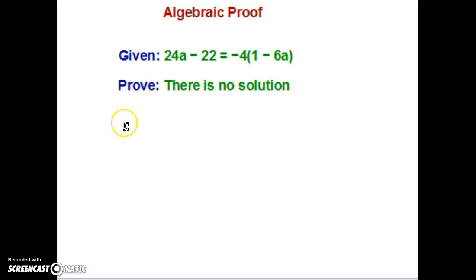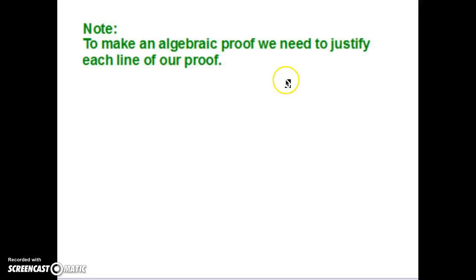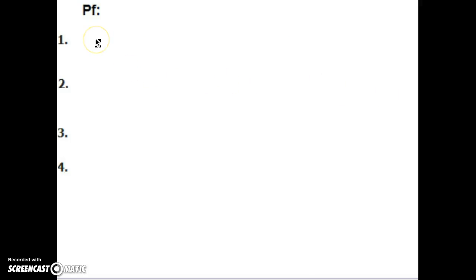Here we are given that 24a minus 22 equals negative 4 times the quantity 1 minus 6a. With that given information, we need to prove that there is no solution to this equation. Note, to make an algebraic proof, we need to justify each line of our proof. So without any further ado, let's get started.